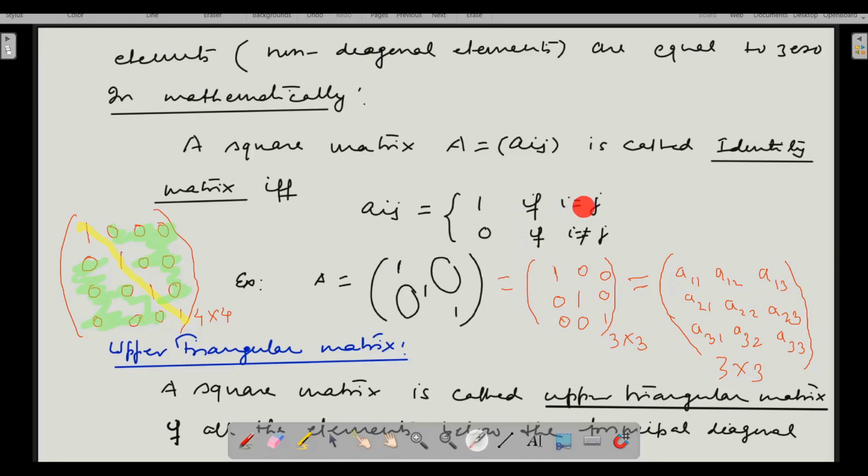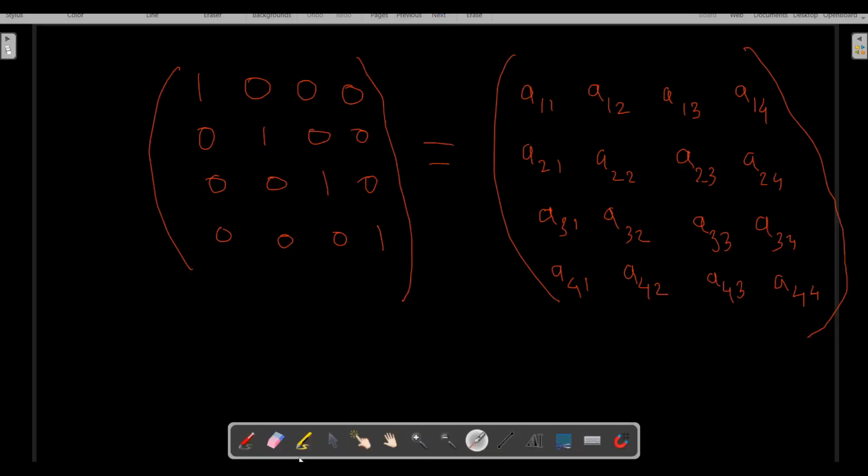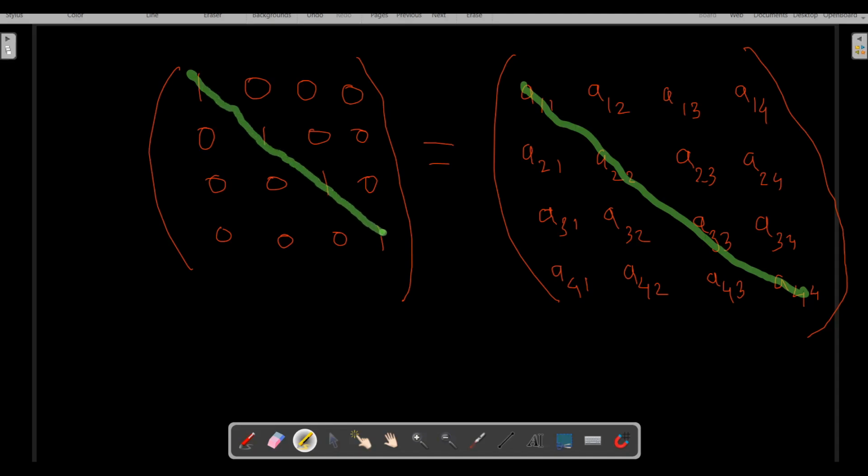Okay, so if i equal to j, the element should be equal to 1, and if i is not equal to j, the element should be equal to 0. Okay, so have a look. For all these elements i is equal to j, so they are equal to 1.